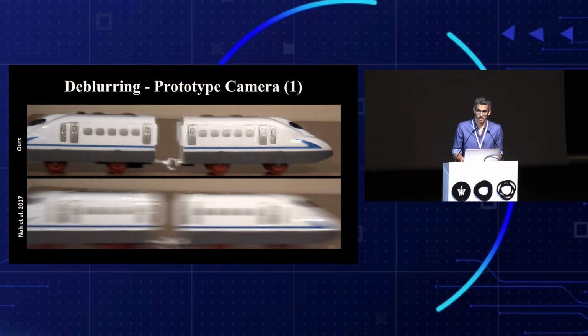For the deblurring task, we captured a dynamic scene in our lab. These are the results of the deblurring algorithms using our method and the conventional camera method. As you can see, our method succeeded to deblur the image, while the competing method didn't succeed in the deblurring task.